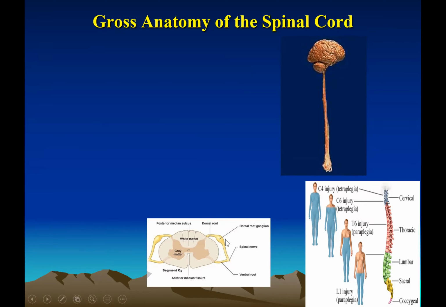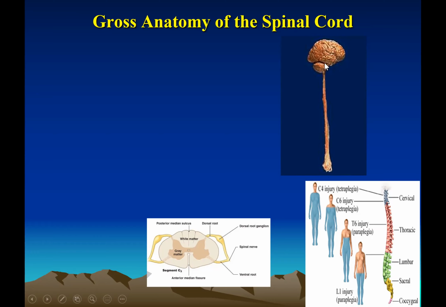If you take a cross section of the spinal cord, it will exhibit bilateral symmetry. That means the left side is similar to the right side. In the posterior end, there is a dip called the posterior median sulcus, and anteriorly, there is a fissure called the anterior fissure. So we'll talk about the gross anatomy.